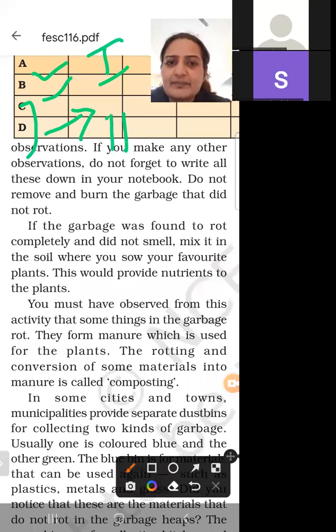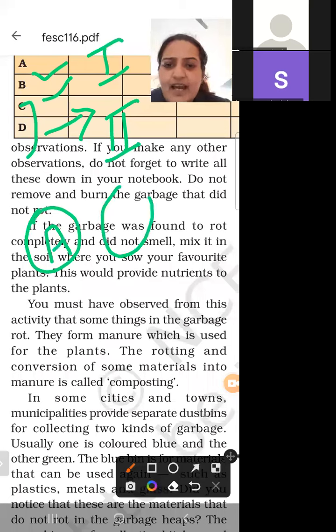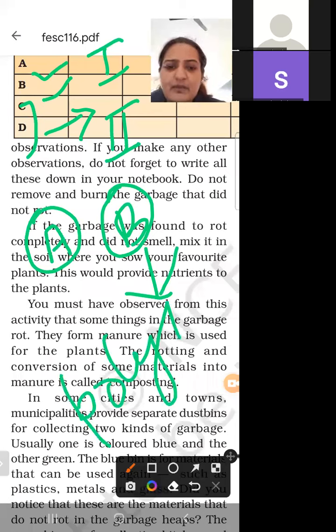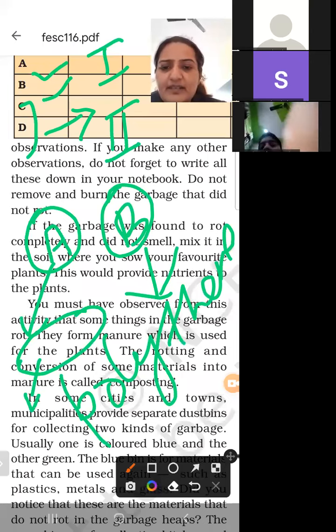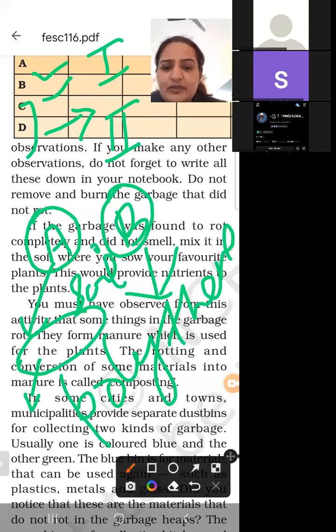So next, what we have to do in this activity, then we dig, we put the garbage heap A, and then we take the garbage heap B. One is packed in polythene, and another is dug in the soil.